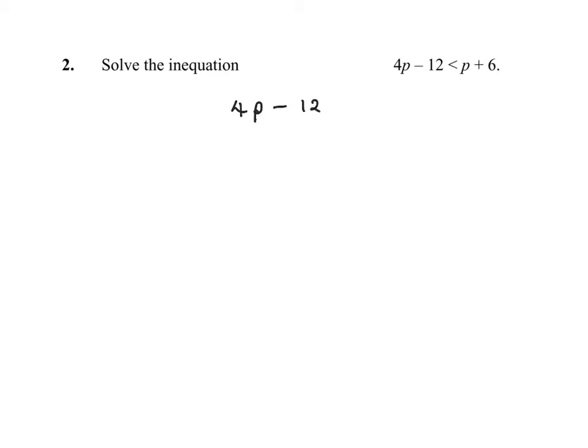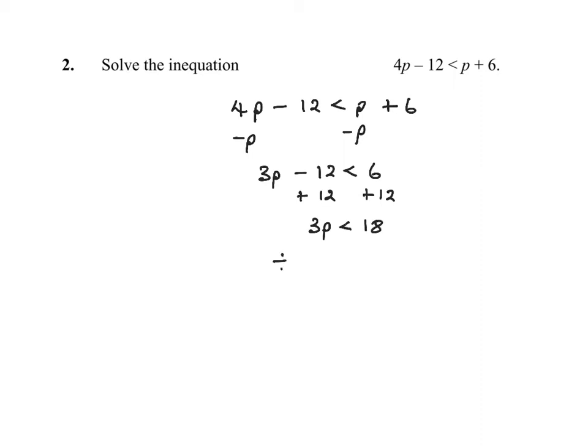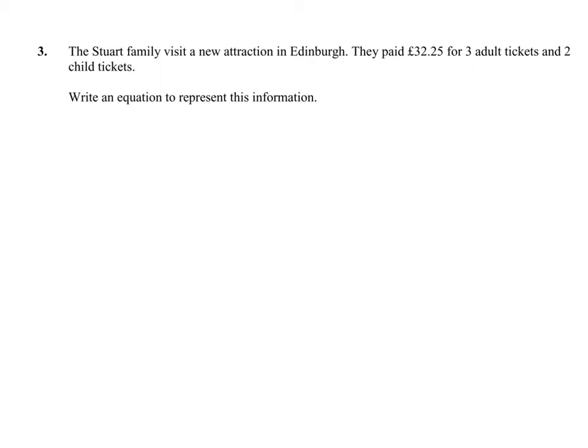The first thing we should do is gather together the letter terms. So I'm going to subtract p from both sides. 3p minus 12 is less than 6. Add 12 to both sides. 3p is less than 18. And then divide by 3. P is less than 18 divided by 3, which is 6. It's a nice simple question.